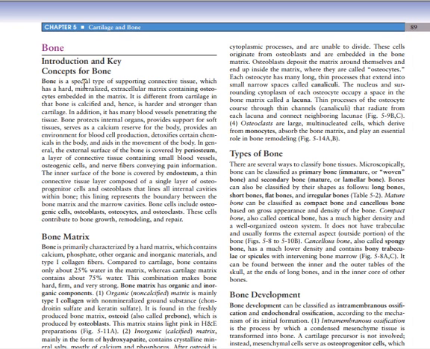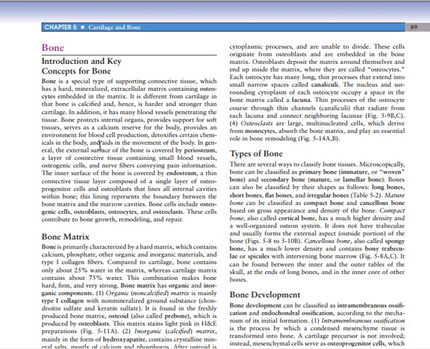So here we're going to continue with bones. We start first with the introduction of bones. Bone constitutes a part of the body which is a supportive connective tissue, consisting of hard mineralized extracellular matrix.